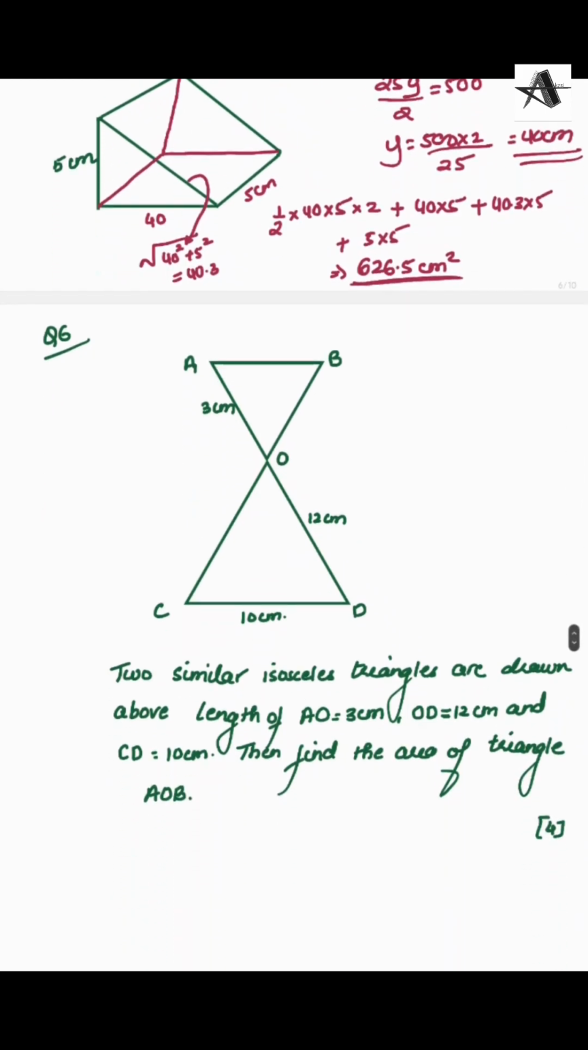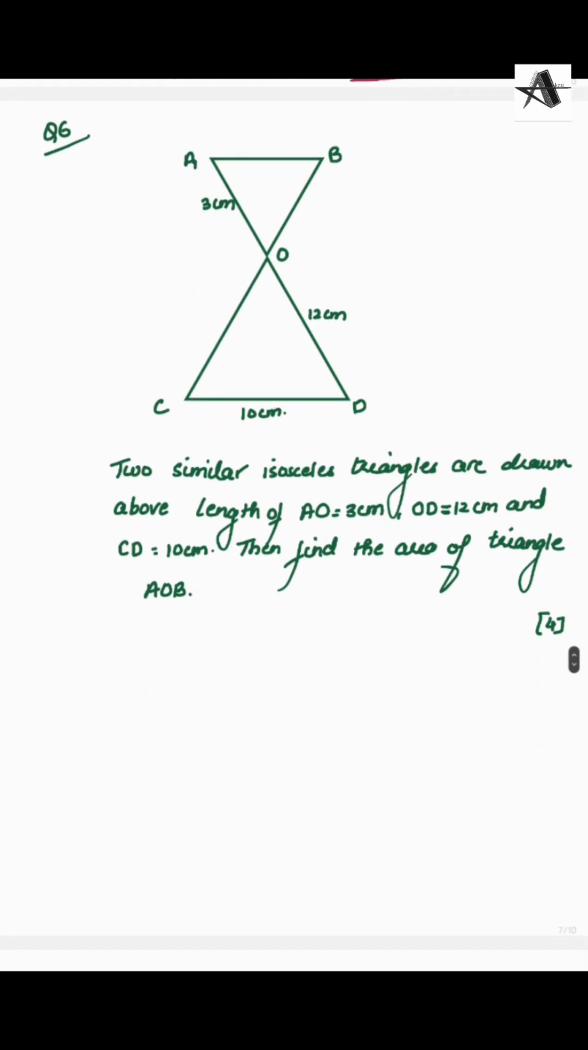Moving on to question number 6. Two similar isosceles triangles are drawn, like above here. Length of AO is 3 centimeters. This is 3 centimeters given. OD is 12. This is 12 given. And CD is 10 centimeters. This one is 10 centimeters. Then find the area of triangle AOB, that smaller one.